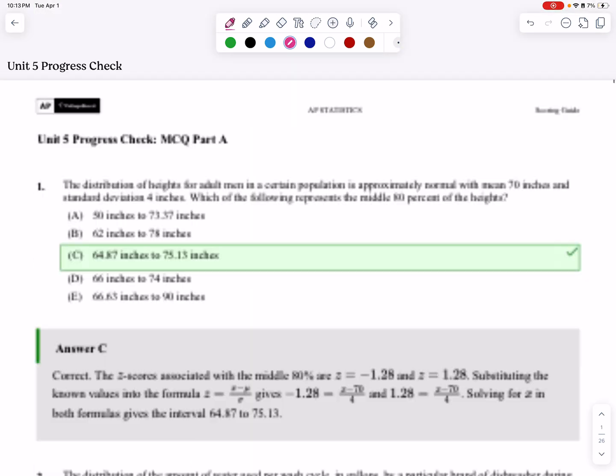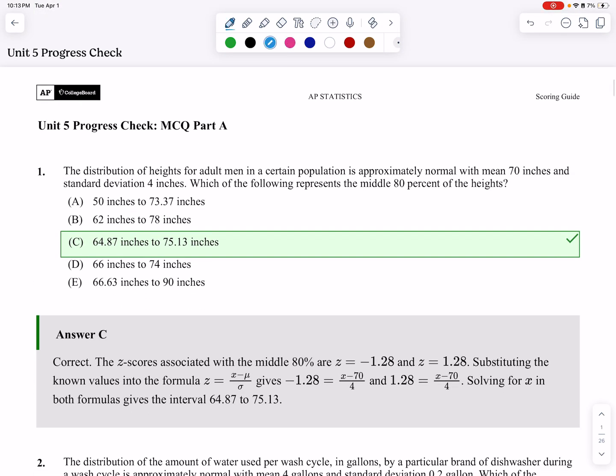So let's scroll back and have you do the ones that I wanted you to do in class, and let's look at number 1. Which is the middle 80% of the heights? You can do this because it gives you the mean of 70 and the standard deviation of 4. So what I would do is the middle 80%, let me just draw it.